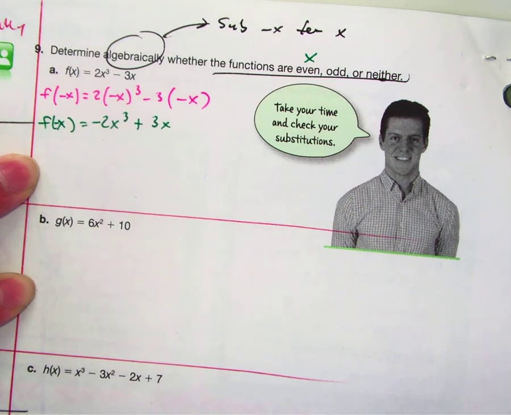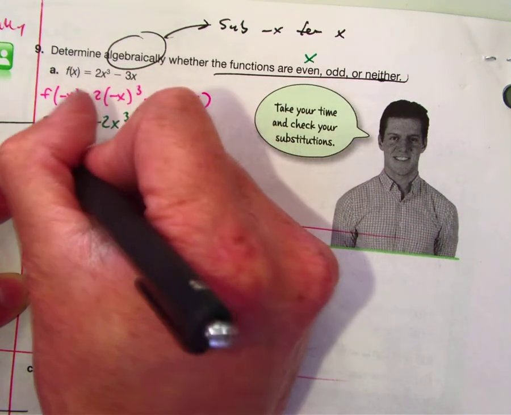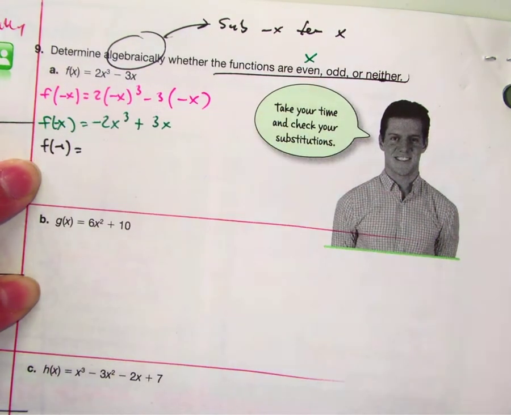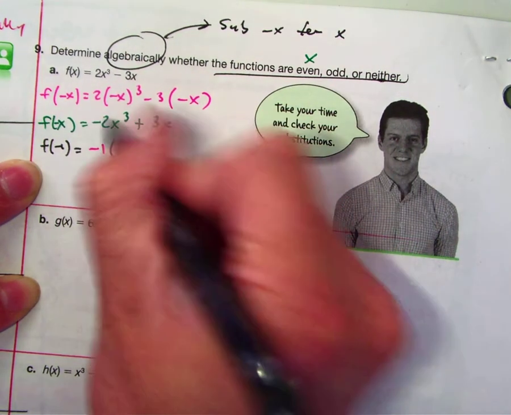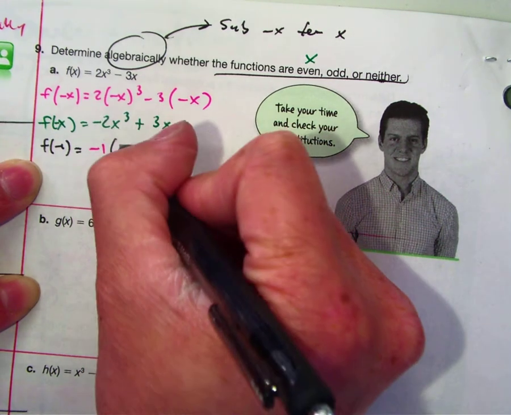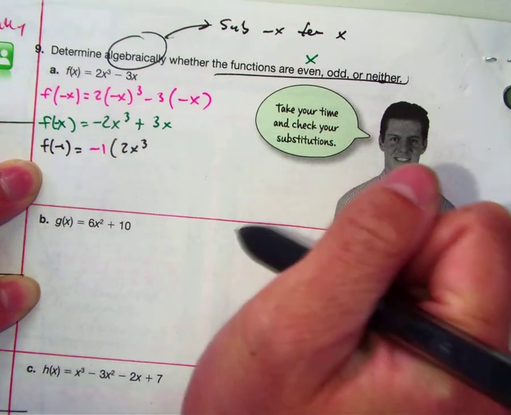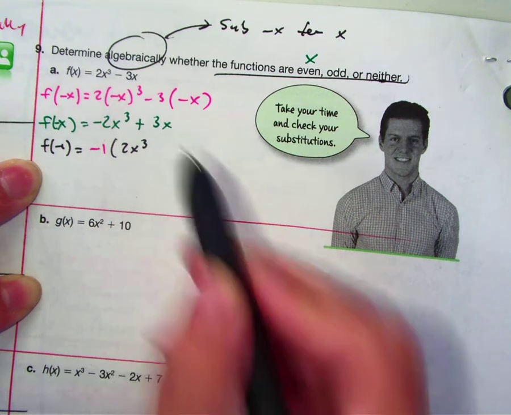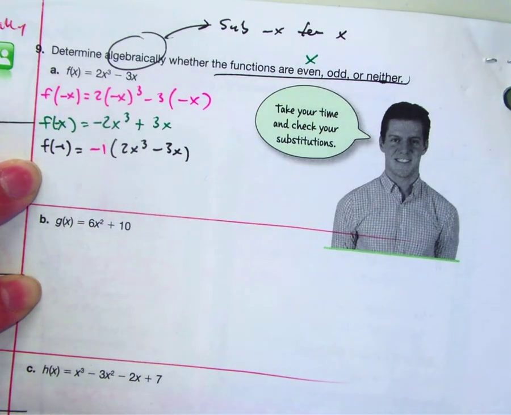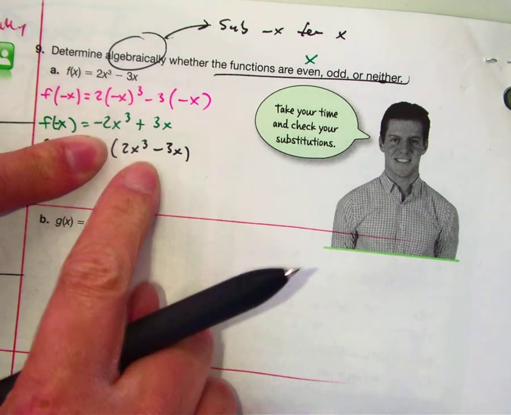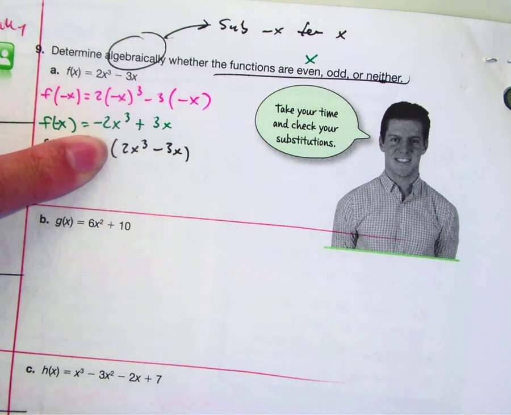Now I'm going to factor out a negative 1. If I factor out a negative 1, negative 1 times something will equal negative 2x to the third. Well, that'll be 2x to the third. Negative 1 times something will equal positive 3x. That is negative 3x. I'm going to look above here in this parentheses. Is that the original problem? Yes, it is.